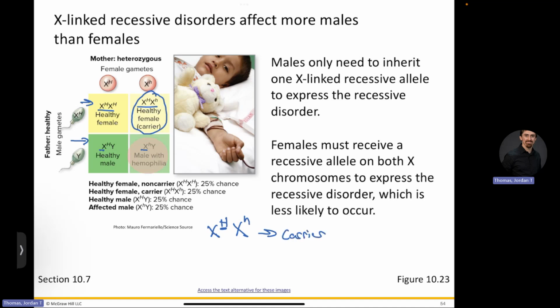A carrier is a person that has the gene for the disease, but it is not expressed. So this female does not have the disease because she has a dominant allele, but she's a carrier because she still has the recessive version. So a carrier is someone who doesn't express the disease, but has the allele for it.